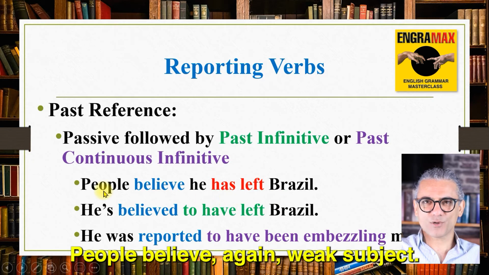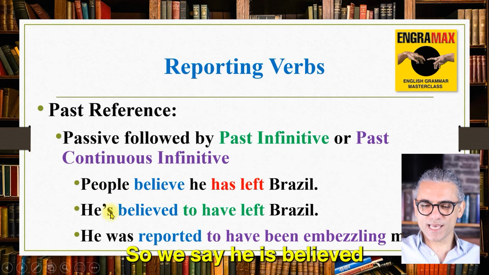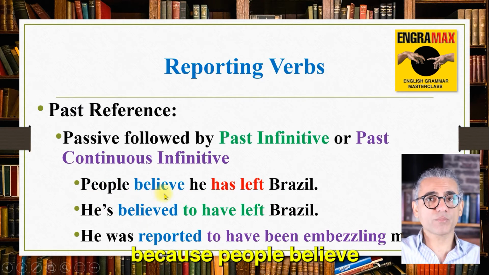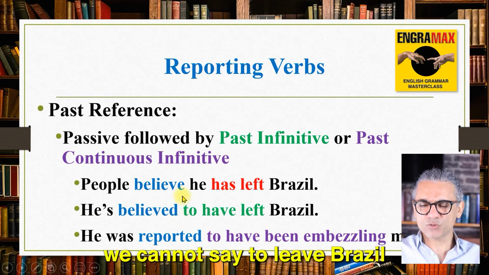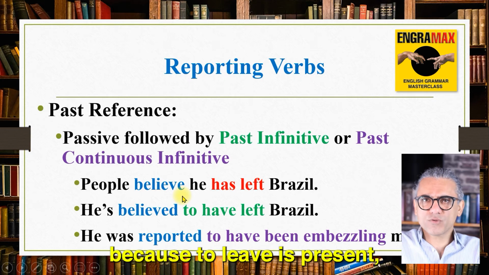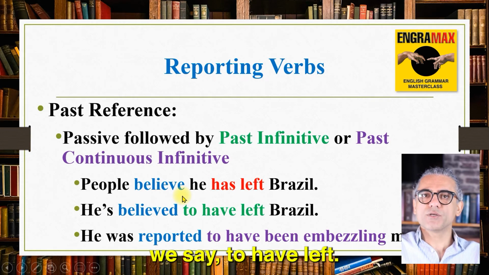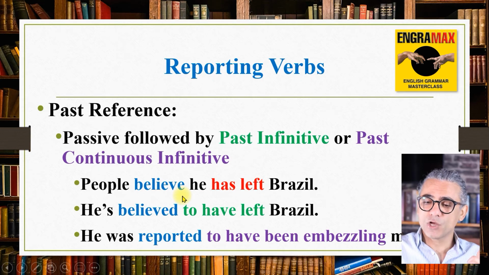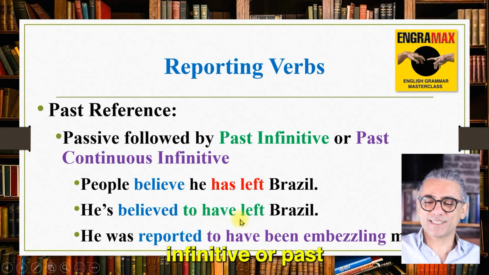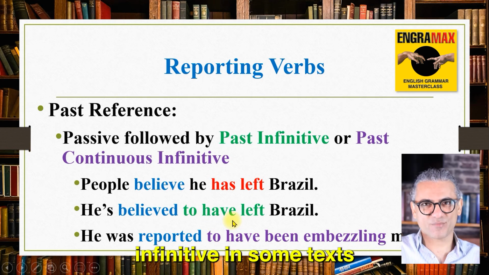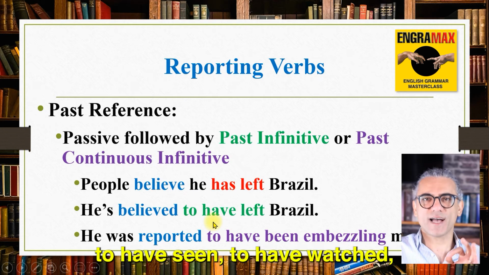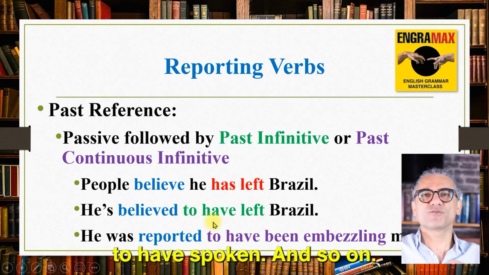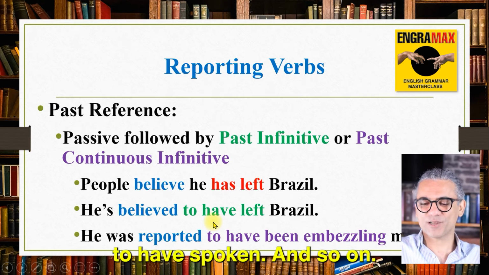People believe, again, weak subject. So we say he is believed because people believe. This is in present simple. He is believed. Again, we cannot say to leave Brazil because to leave is present. We say to have left. We call this perfect infinitive or past infinitive in some texts. To have left. To have is always there. To have left, to have seen, to have watched, to have spoken, and so on.